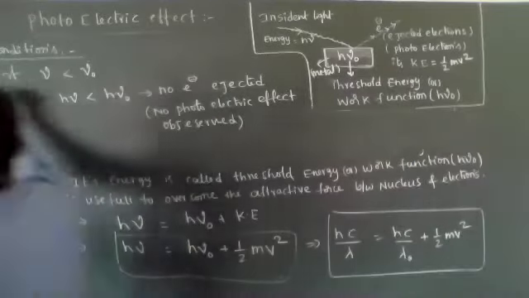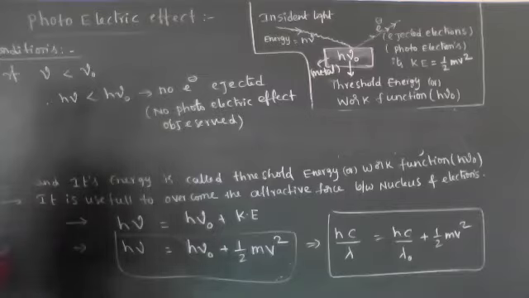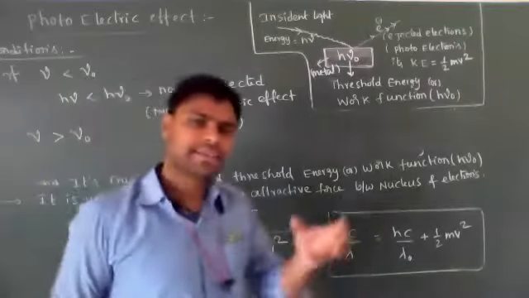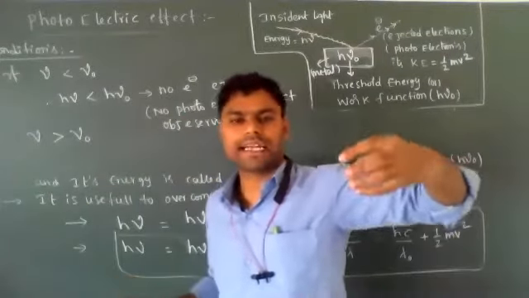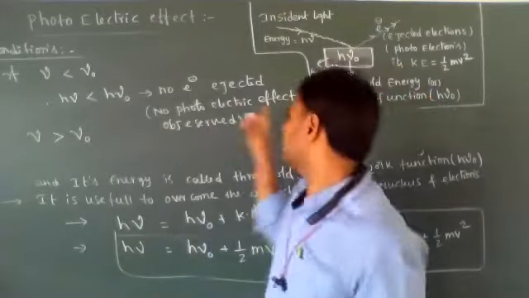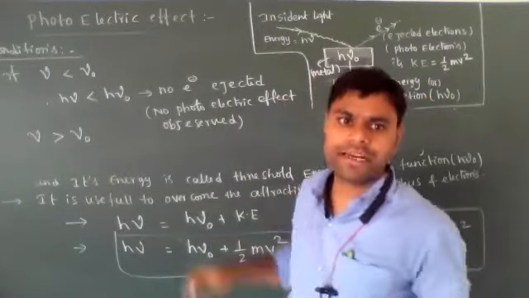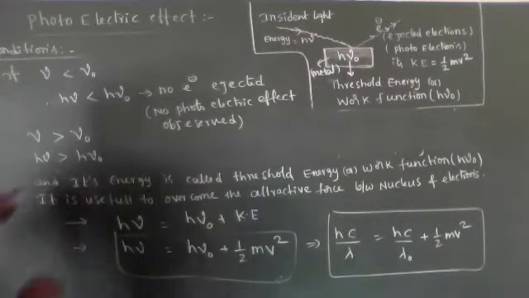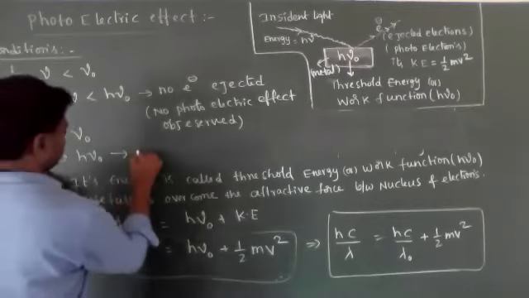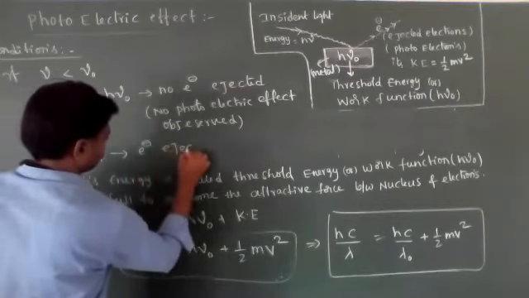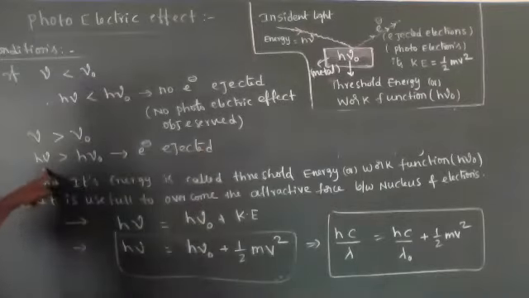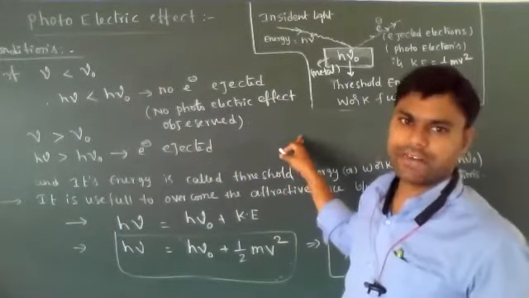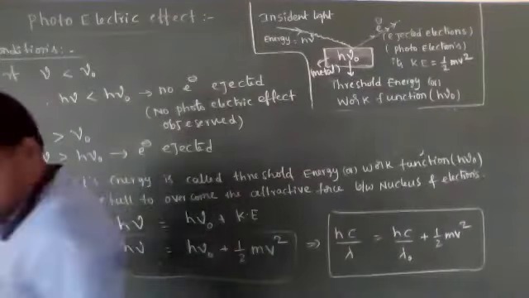That is the first condition. Second condition, let's see. The incident light, whatever light I use, has more frequency when compared to the threshold frequency. Then automatically what happens? h nu is more than h nu naught. Then electrons are ejected, which means the photoelectric effect is present. This is the second condition. Next, third condition.